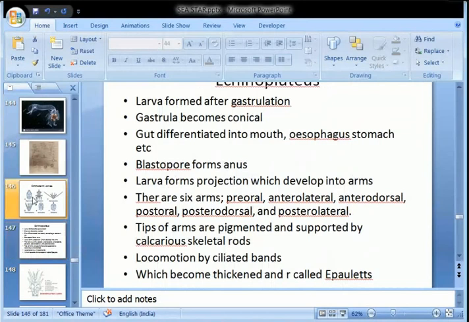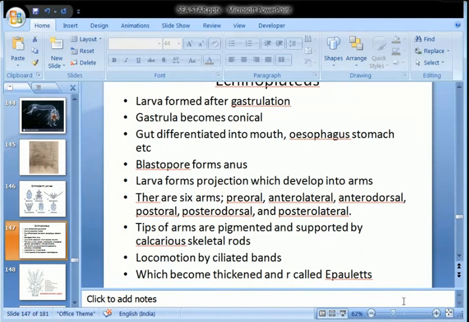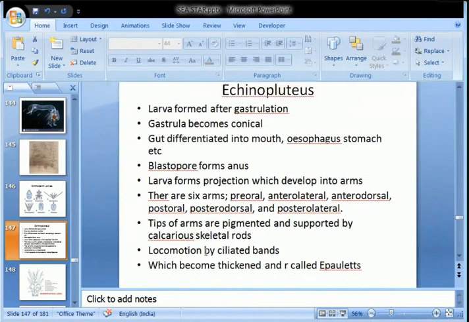So let's start with the echinopluteus one here. We have talked about these two in detail. So this echinopluteus again forms like this bipinnaria. It forms after gastrulation. We have studied in detail how gastrula is formed. First, there is zygote formation that restores the diploid number when both male and female gametes unite.